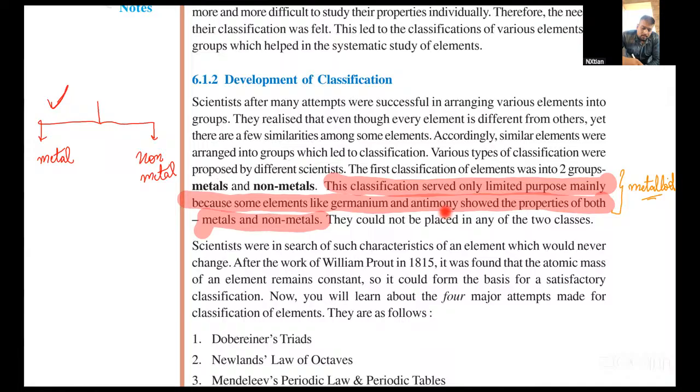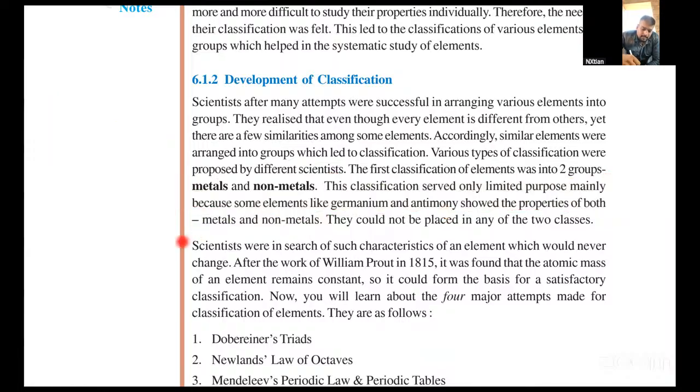Okay, now next. Please read this. Scientists were in search of such characteristics of an element which would never change. After the work of William Prout in 1815, it was found that the atomic mass of an element remains constant, so it could form the basis for a satisfactory classification. Now you will learn about the four major attempts made for classification of elements. They are as follows.